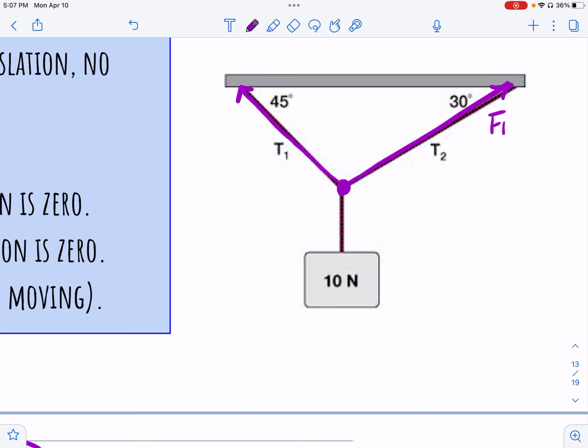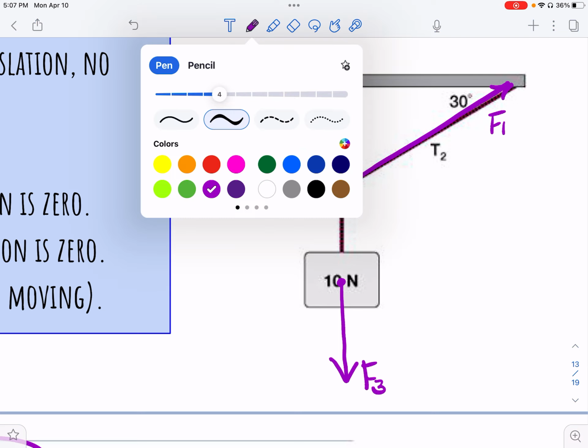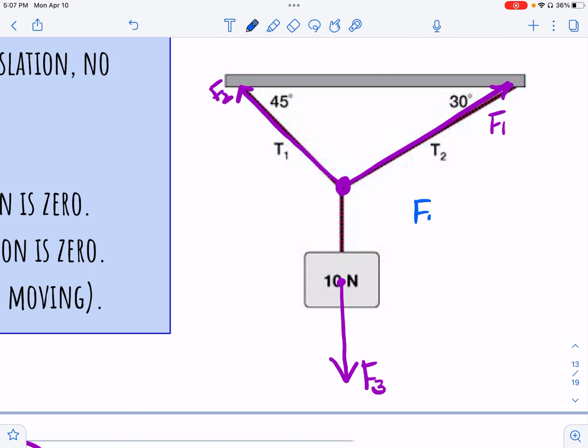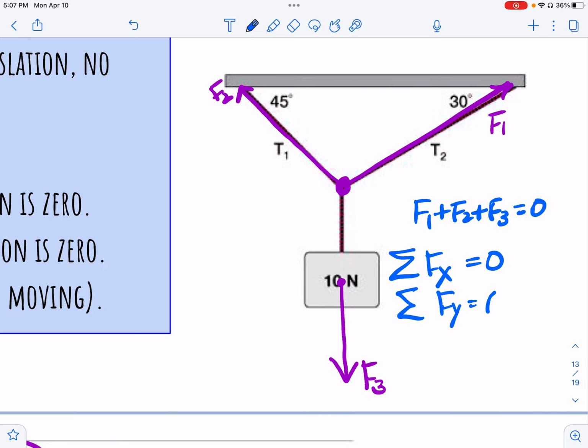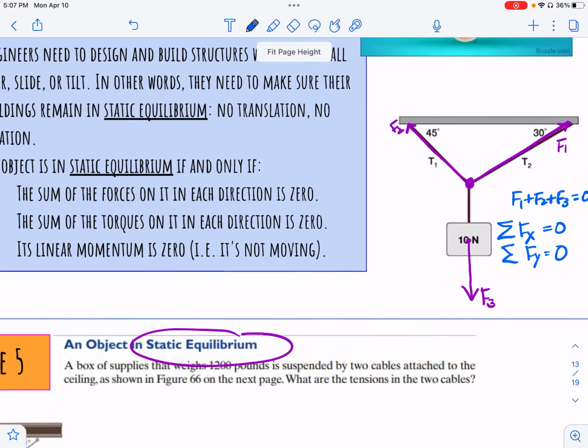Here's another force, force 2. Believe it or not, there's a third force, which is the weight of this object, F3, which is pointing straight down towards the center of gravity. So at this point, we have 3 forces acting. If it's in equilibrium, F1 plus F2 plus F3 will equal 0. We can also say that the sum of all the horizontal components, the sum of all of the x components of the forces, will equal 0, and the sum of all the y components of the force will also equal 0.